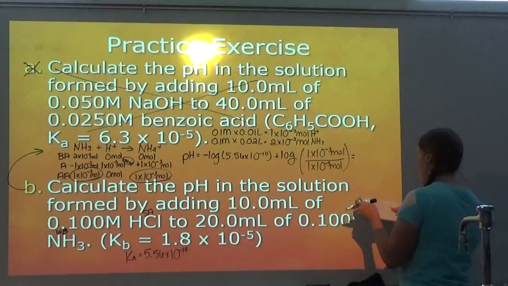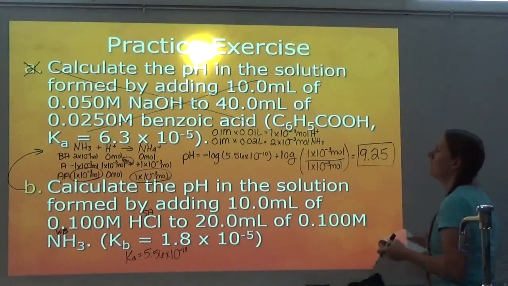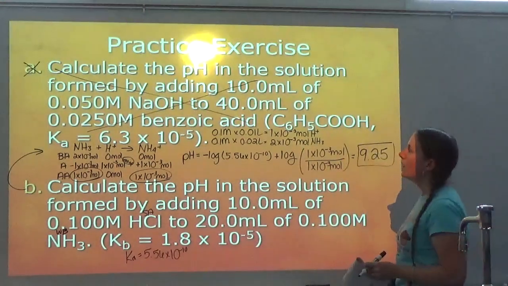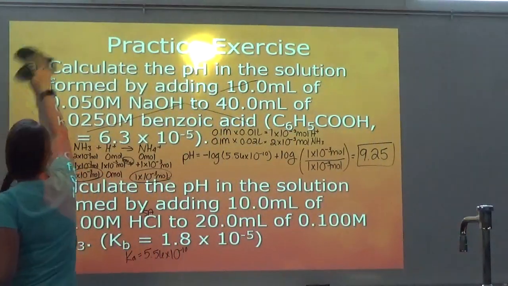And so then once I solve, I got that the pH is 9.25, just like that. Okay, so y'all, if they ever give you a Kb, you can switch it over to Ka. All right, not a big deal at all. We've already learned that formula. All right, so let's keep on going.